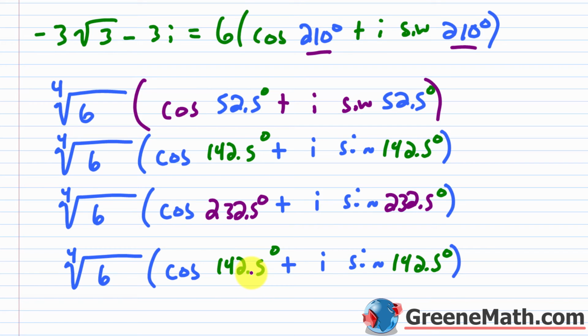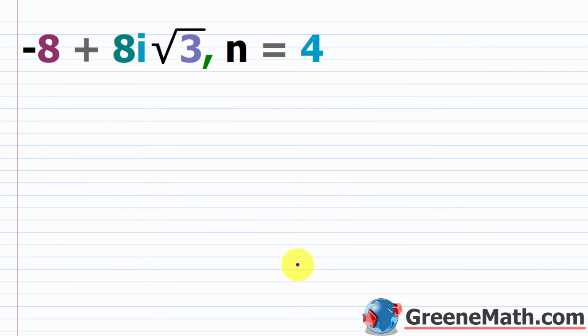And then add 90 degrees again, and you get 322.5. So 322.5 and 322.5, okay? So this would be your four fourth roots for that number. I'm leaving these in polar form. All right, let's take a look at another example.